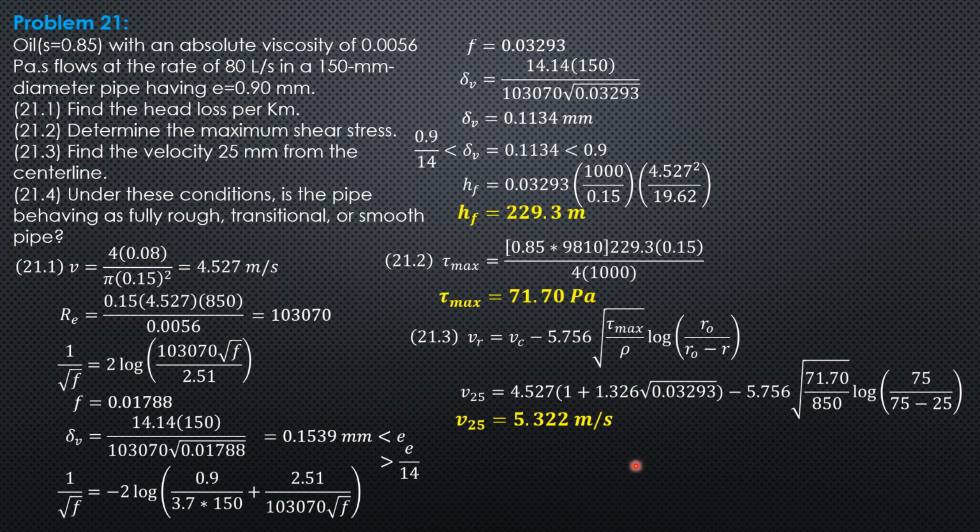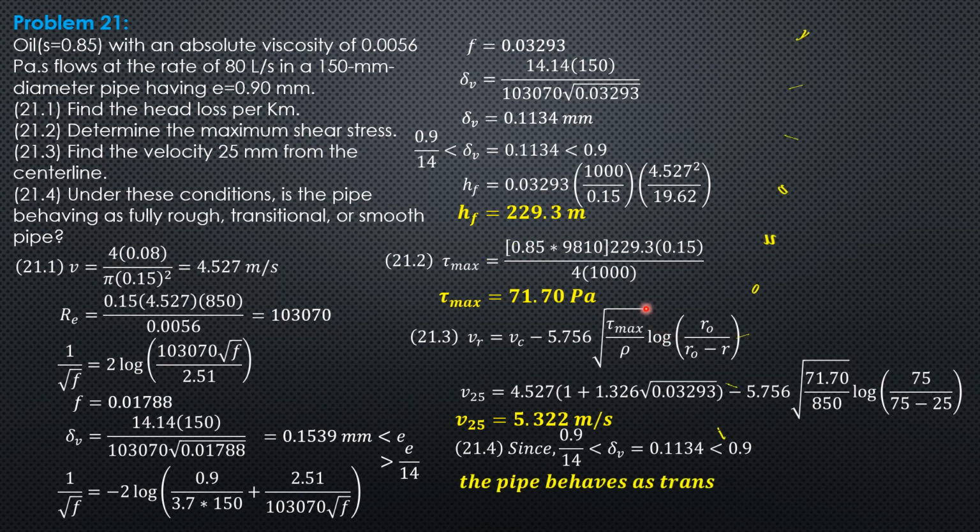Then finally, under these conditions, is the pipe behaving as fully rough? It is already explained that since 0.9 over 14 is less than the thickness of the viscous sublayer, and the thickness of the viscous sublayer is less than 0.9, the pipe behaves as a transitionally rough pipe. So that's the answer to this problem.